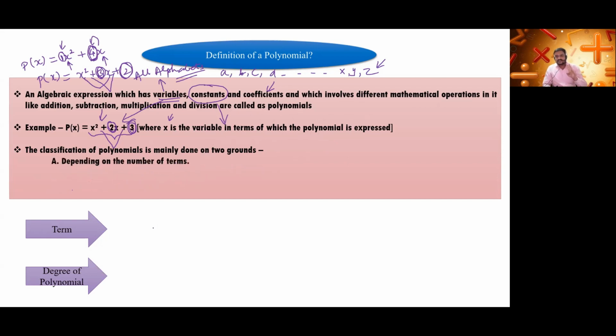So classification is done on two grounds. सबसे पहले तो number of terms के according होता है, and second one is what? It is according to the degree of that polynomial, depending on the degree of that polynomial. So number of terms के according, what is the classification? Can anyone tell me what is the classification according to the number of terms? बोलो सर्वज्ञा.